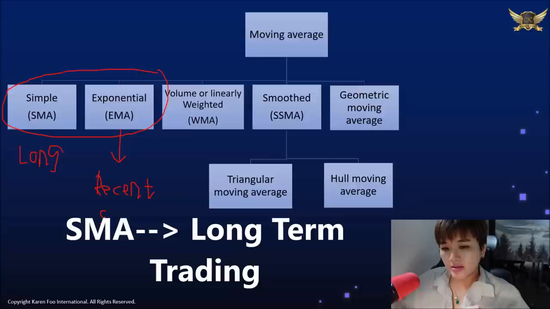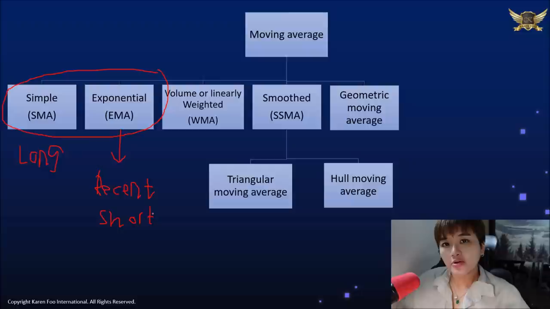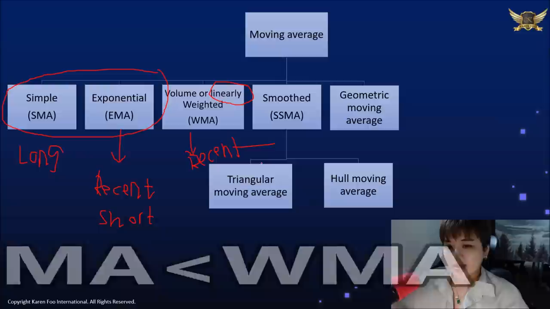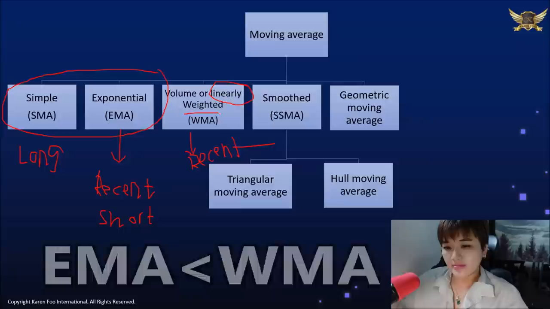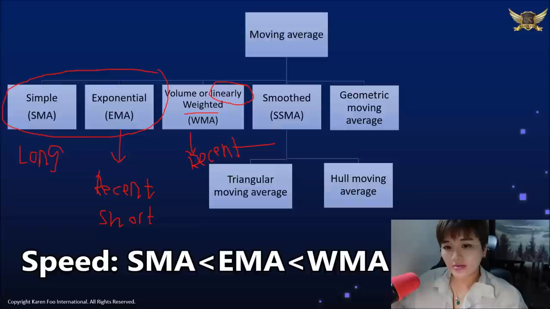Of course, there are traders who combine both. And the linear moving average also gives more weight to recent price data. Then what's the difference between EMA and linear moving average? EMA is just slower than the linearly weighted moving average. So EMA is faster than SMA, but slower than linearly WMA. So it's somewhere in between.